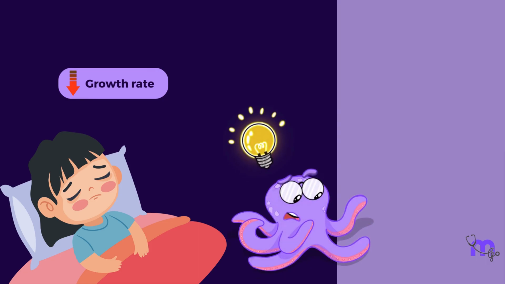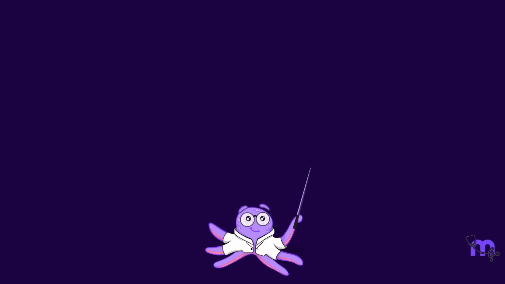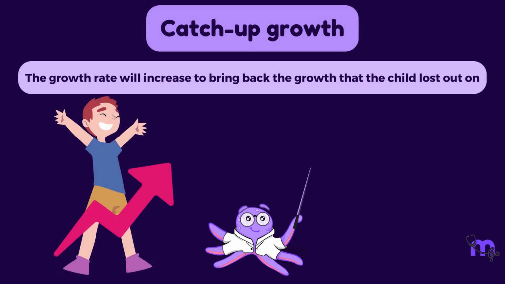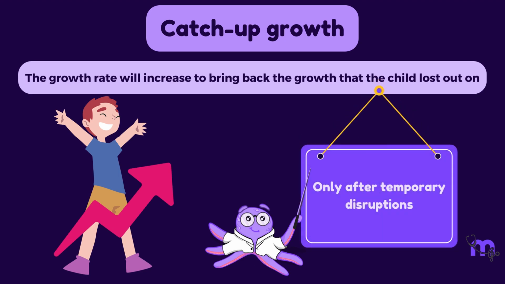A child was severely ill and hence suffered from a lowered growth rate. What do you think happened when normal health was restored? Here, let us introduce you to the concept of catch up growth, which means that the growth rate will increase to bring back the growth that the child lost out on. But keep in mind that this happens only after temporary disruptions and not chronic conditions.